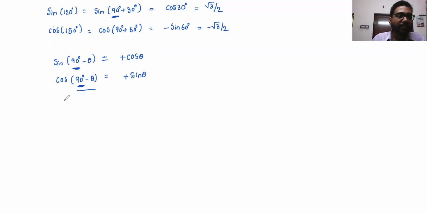Similarly, tan of 90 minus theta is going to be cot theta, because 90 is there, so tan will change to cot, and it is a first quadrant angle, and in the first quadrant tan is positive, so cot theta. Similarly, cot of 90 minus theta is tan theta. Like this, we can use the reduction formula for any such angle.